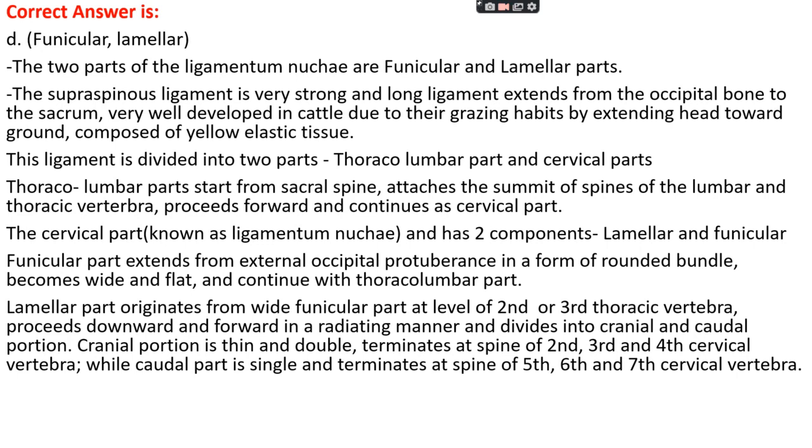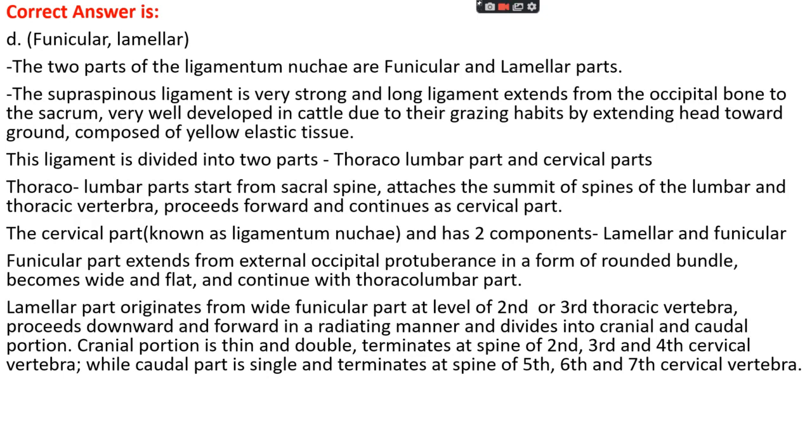Okay. At first, the supraspinous ligament is a very strong and long ligament, which actually extends from the occipital bone up to the sacrum. It is very well developed in case of cattle due to their grazing habit of extending the head toward the ground, and is mainly composed of yellow elastic tissue. This supraspinous ligament is divided into two parts: a thoracolumbar part and a cervical part.